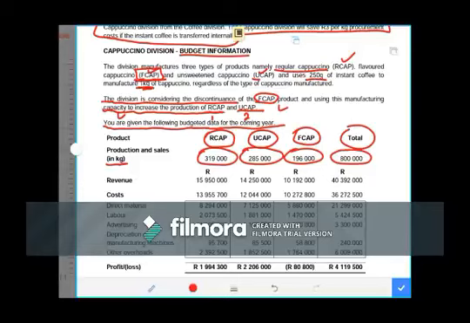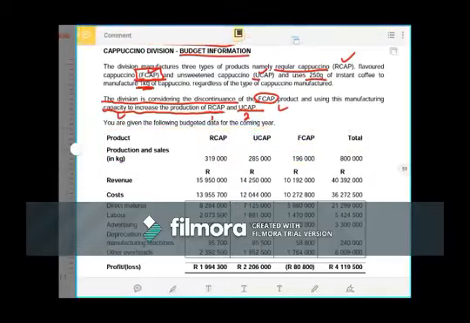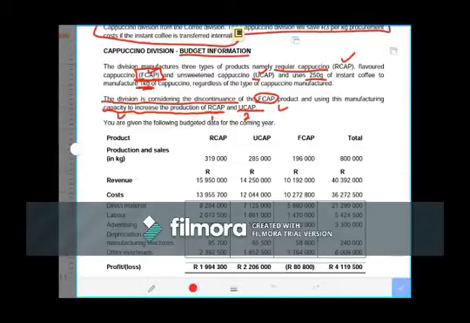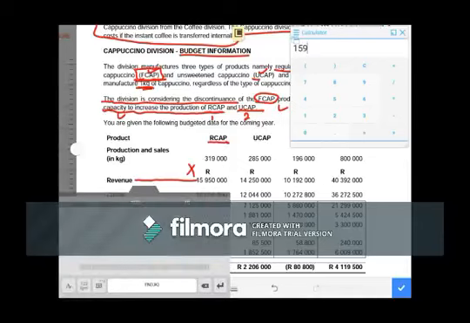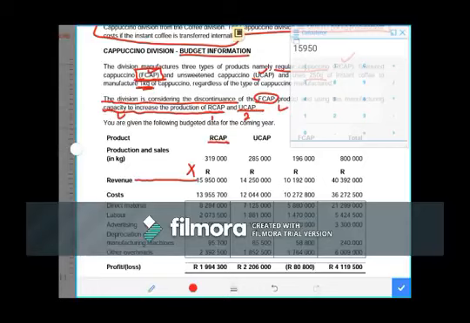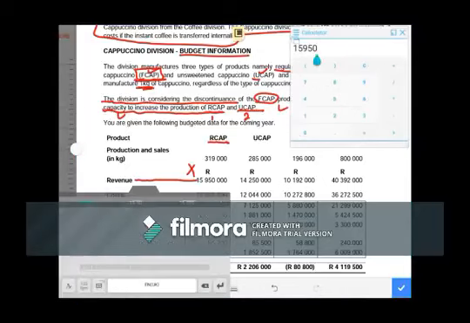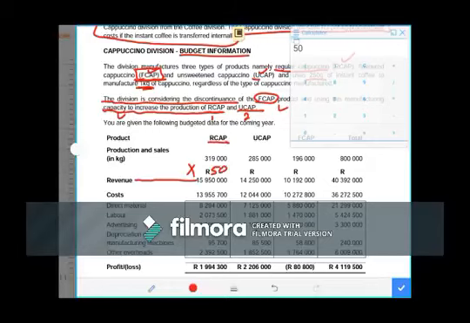Then we have our sales revenue that is provided to us, meaning there must have been a selling price for each of these, because the revenue of 15 million must have been units times the selling price. So let me check how much the selling price was for each of the products. For the regular cappuccino, we can see that the revenue from sales was 15,950,000 rands. We divide this by 319,000, and this gives us an amount of 50 rand, meaning the selling price must have been 50 rand.